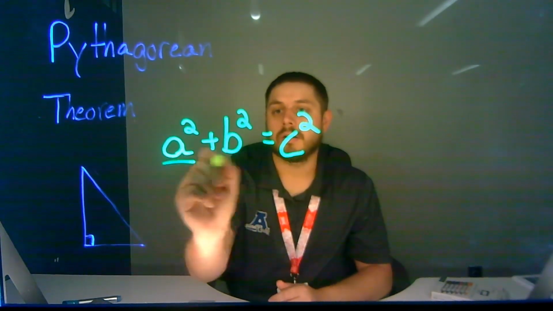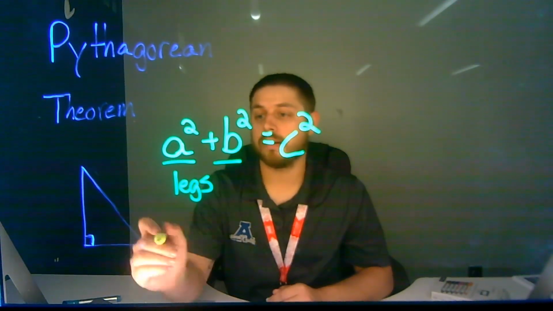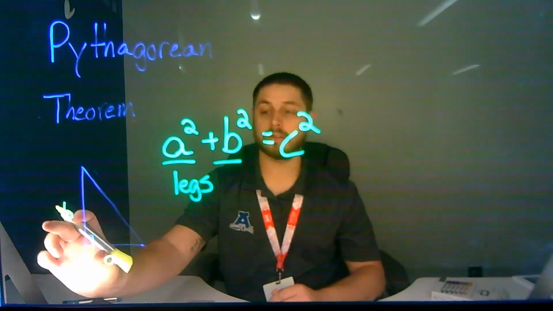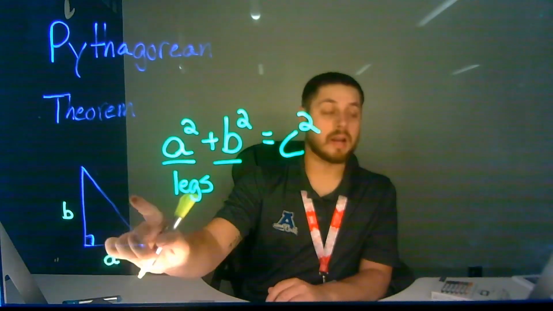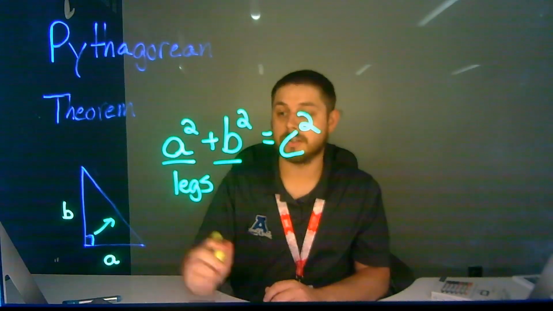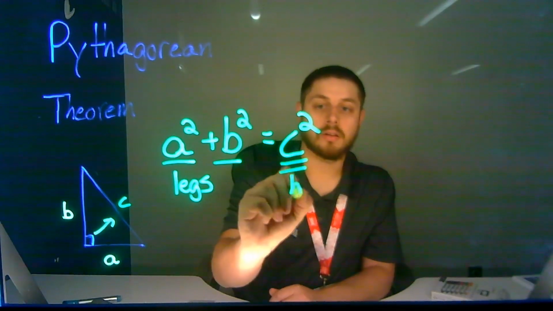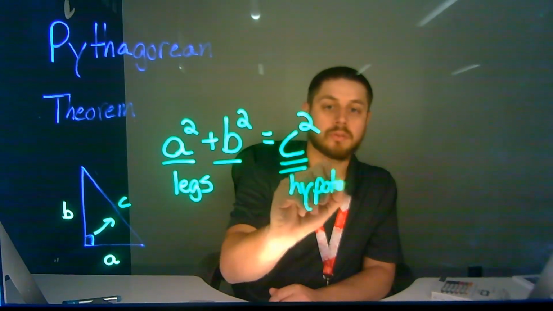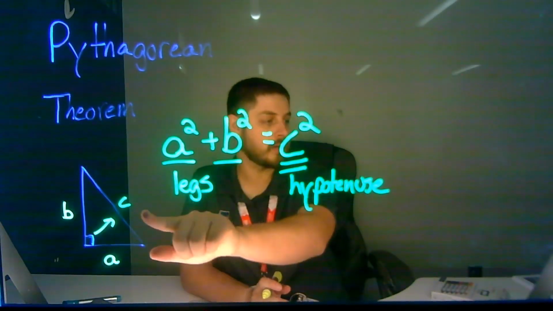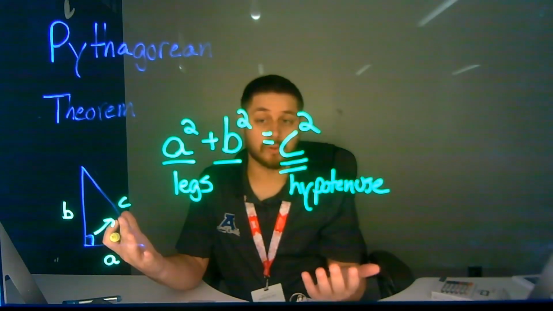So a and b are our legs of a triangle, meaning it doesn't matter which one's A and which one's B, it's the two sides of the triangle that is not the hypotenuse. The hypotenuse is directly opposite of the right angle, which is C here. So C is the hypotenuse. Okay? Hypotenuse, longest side. A and B, the legs, the two other sides of the right triangle.